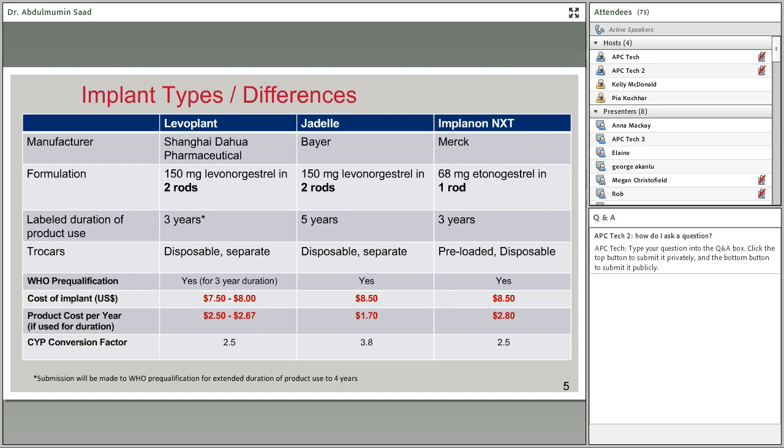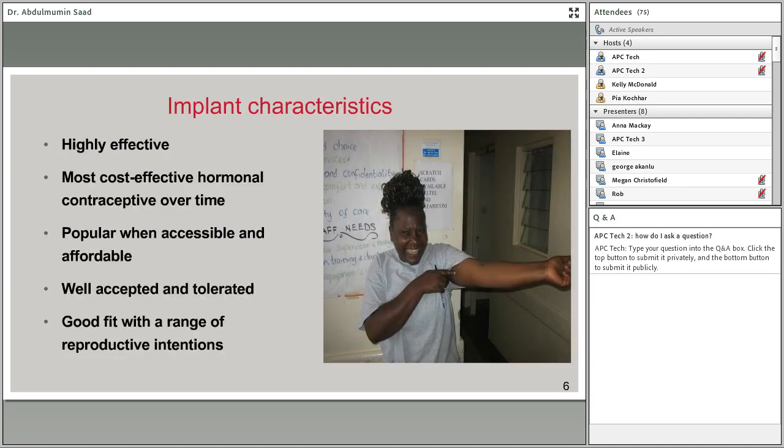Then quickly, just to highlight what WHO pre-qualification is: it is a service provided by WHO to assess the quality, safety, and efficacy of medicinal products. Originally in 2001, the focus was on medicines for treating HIV/AIDS, tuberculosis, and malaria. But in 2006, this was extended to cover medicines and products for reproductive health, including family planning products.